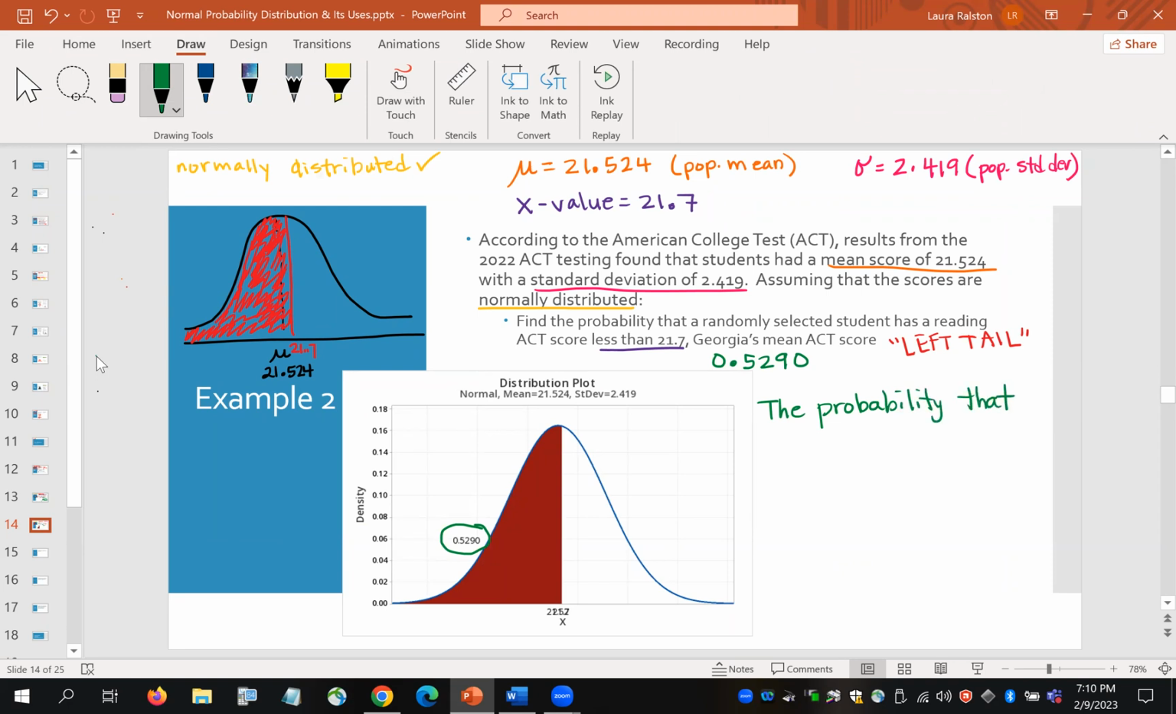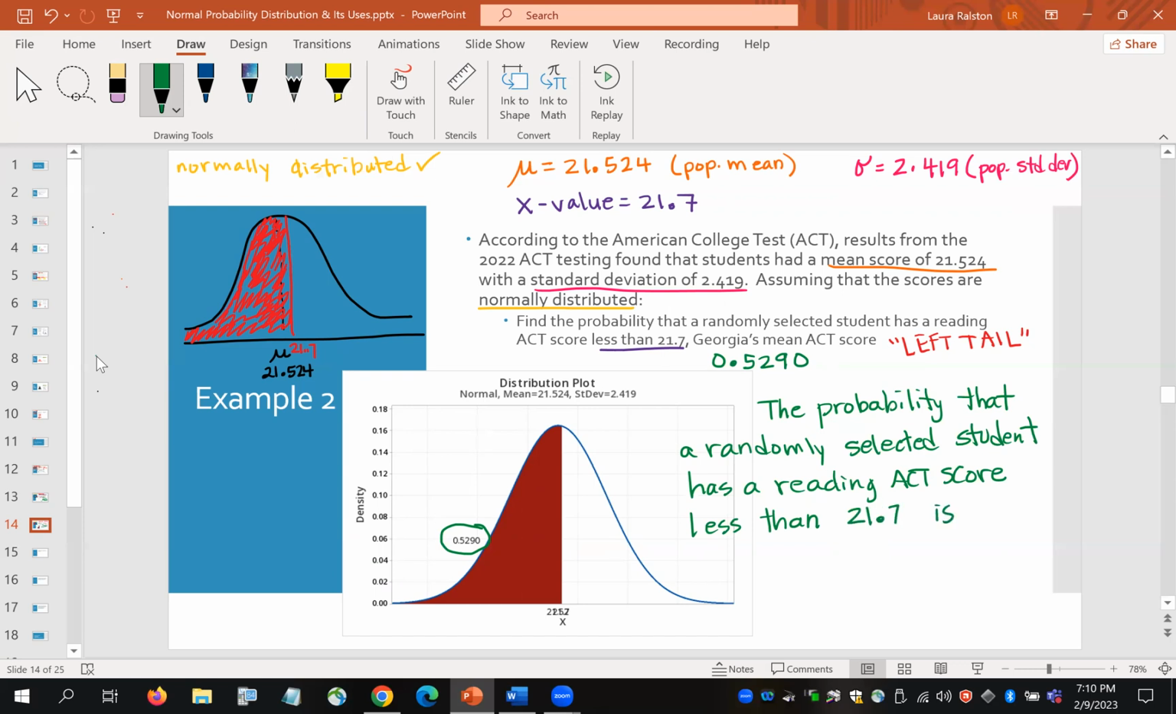that a randomly selected student has a reading ACT score less than 21.7 is 0.5290. Again, that's in decimal form. If we put it as a percentage, it's about a 53% chance.